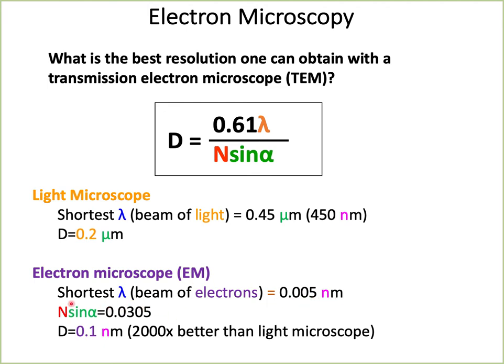And the numerical aperture, the n sin alpha right here, that the best possible microscope can produce is about 0.0305. That's limited by the technology. So if we just plug in these numbers, 0.61 multiplied by this number, and divide by 0.0305, you will find that D, the resolution, is approximately 0.1 nanometer, which is about 2,000 times better than the light microscope. So you can see that there is a huge improvement over the light microscope using the electron microscope.